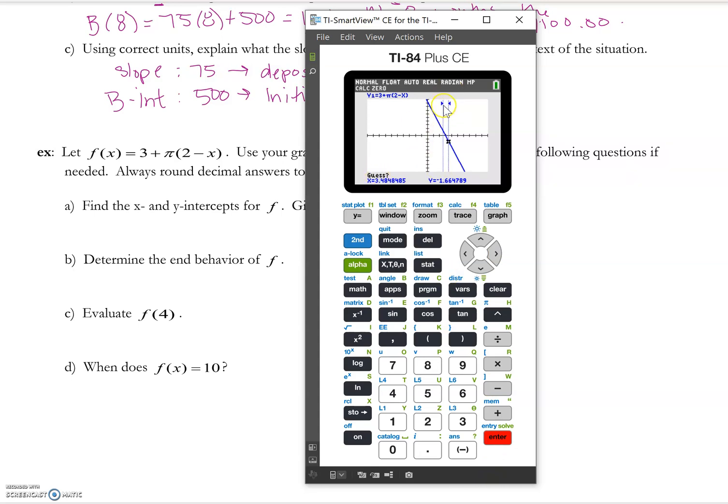When I see this question guess, I just trace in between my 2 arrows to make sure that the x-intercept does fall in there. It does, so I'm going to hit enter one more time. And my 0 or x-intercept is 2.954. We're going to round this number 4 up to a 5, so 2.955, 0.